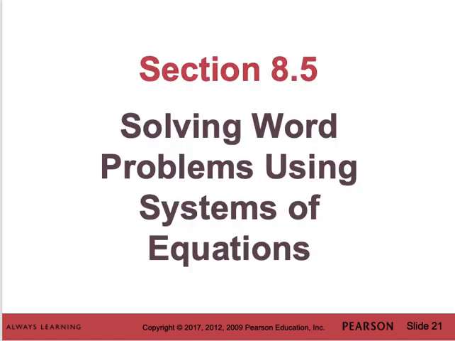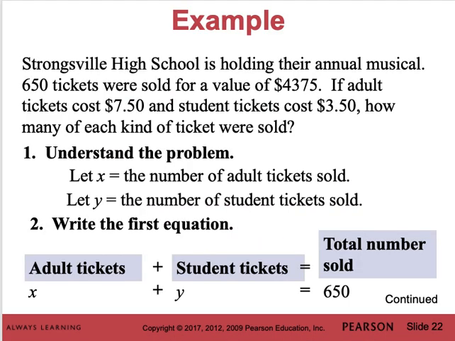In our last section, 8.5, we're going to look at word problems that solve systems of equations. Here's our first one. Strongsville High School is holding their annual musical. 650 tickets were sold for a value of $4,375. If adult tickets cost $7.50 and student tickets are $3.50, how many of each kind of ticket were sold?